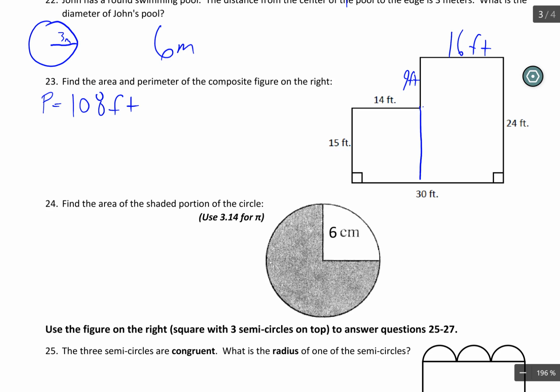So if I do this, I now have a base 14 by a height of 15. So a 14 by 15 rectangle. And then here I'll have a base of 16 times a height of 24. And so I'll get my 2 different rectangles, add them together. And so when I do that, I'm going to get 694 feet squared.